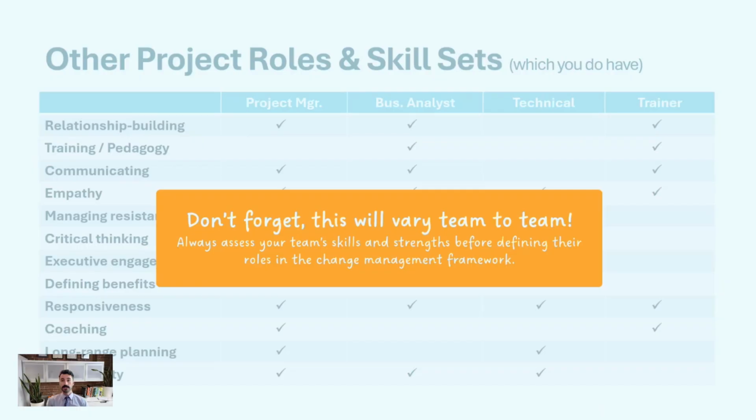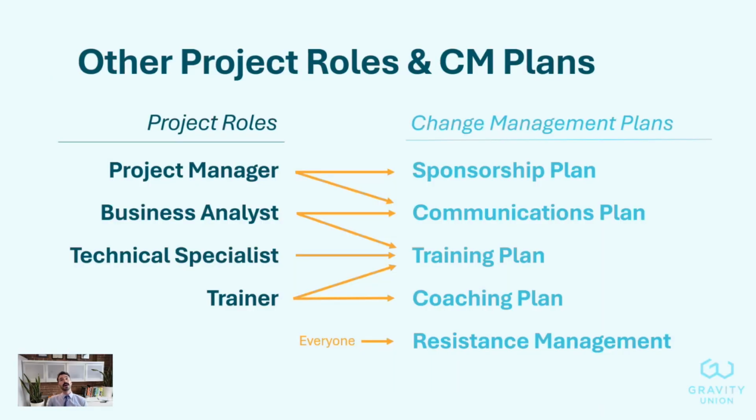But what that's going to allow us to do is figure out which roles are going to contribute to which of those plans. In the example we have today, I'm going to get my project manager to take a huge part in executing the sponsorship plan as well as the communications plan. I'm going to leverage my business analyst again for the communications plan and also in the training plan. My technical specialist is going to be involved in the training plan as well as, of course, also the trainer. But in terms of that training plan, you see we've got a few different arrows connecting there, a few different roles that are involved.